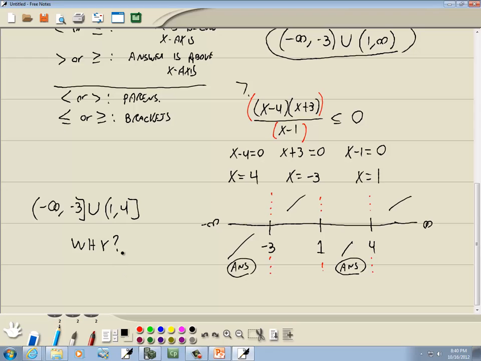Notice I broke pattern here, didn't I? Put bracket here, I put parentheses here, and I put a bracket here. Why? Well, look where the 1 came from. That particular critical value came from our denominator. If I were to put 1 back in our original problem, we'd have 1 minus 1, which is 0. You can't have 0 in the denominator. Any critical value that comes from your denominator always has a parentheses on it. I'm going to write that down as a note on our second page here.